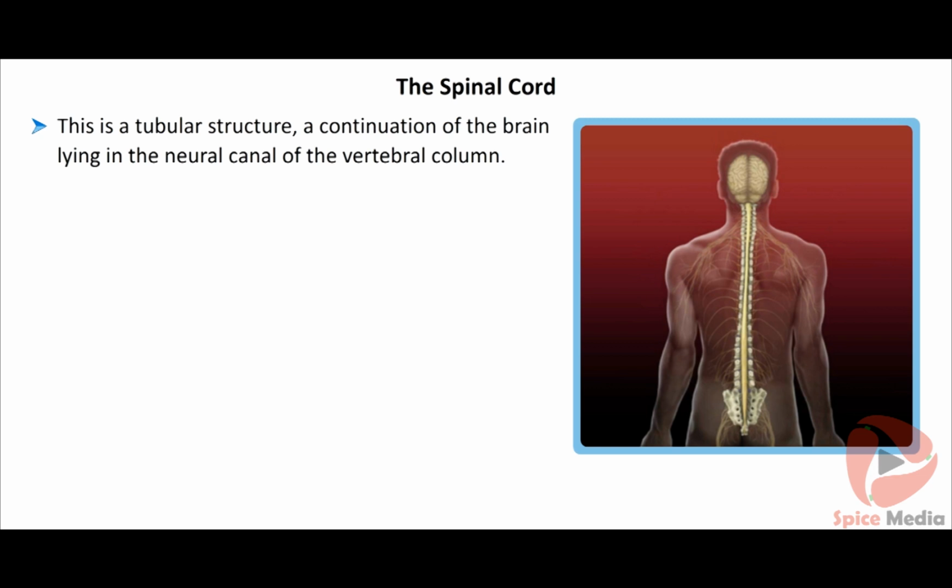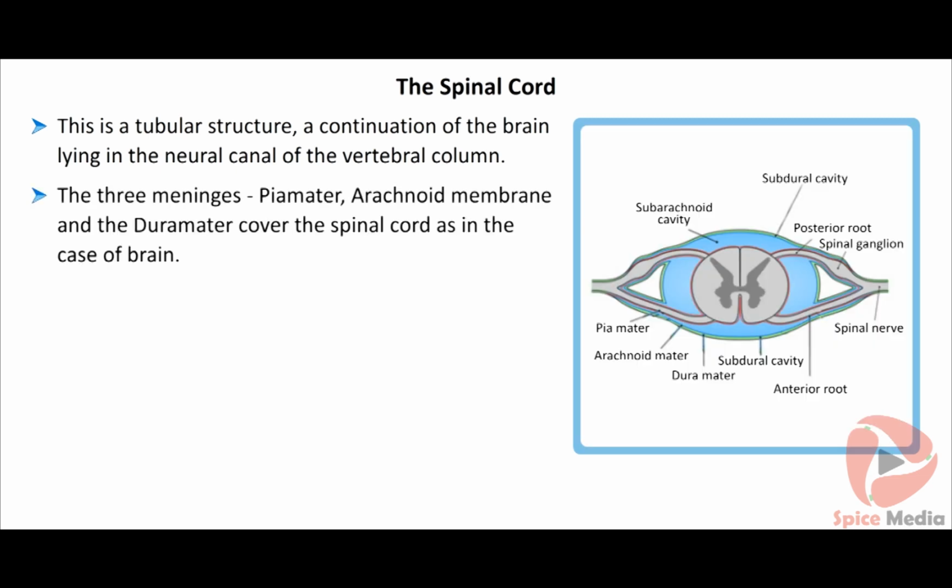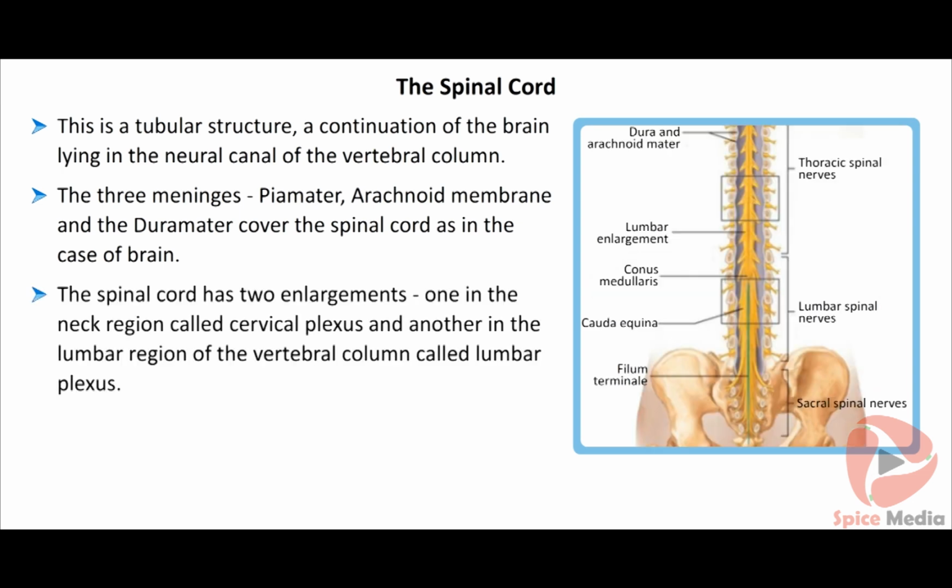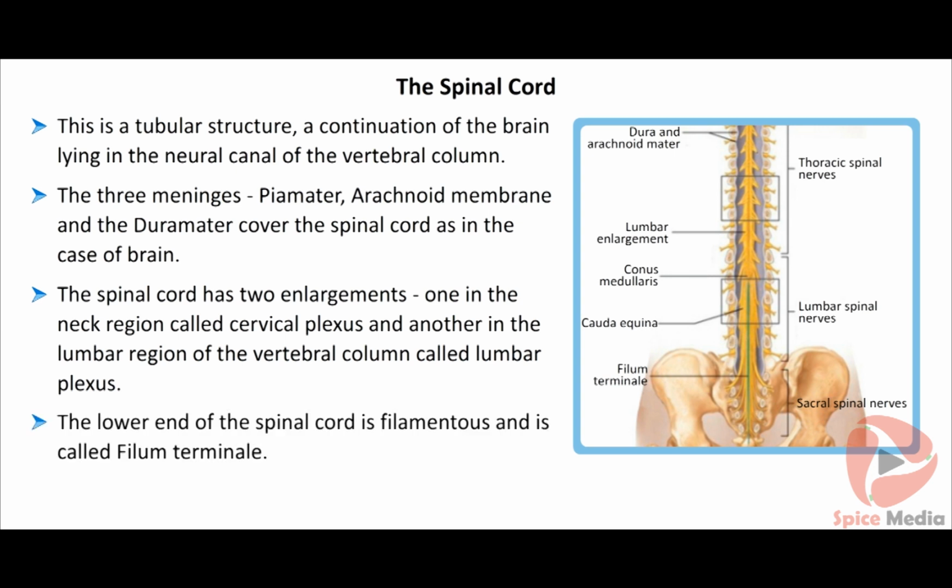This is a tubular structure, a continuation of the brain lying in the neural canal of the vertebral column. The three main meninges, piameter, arachnoid membrane, and the durameter cover the spinal cord as in the case of brain. The spinal cord has two enlargements, one in the neck region called cervical plexus and another in the lumbar region of the vertebral column, lumbar plexus. The lower end of the spinal cord is filamentous and is called filum terminale.